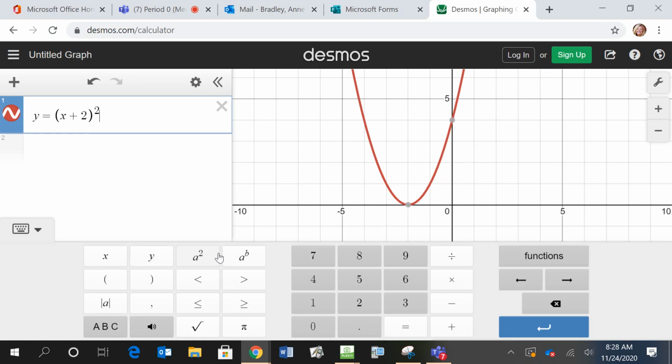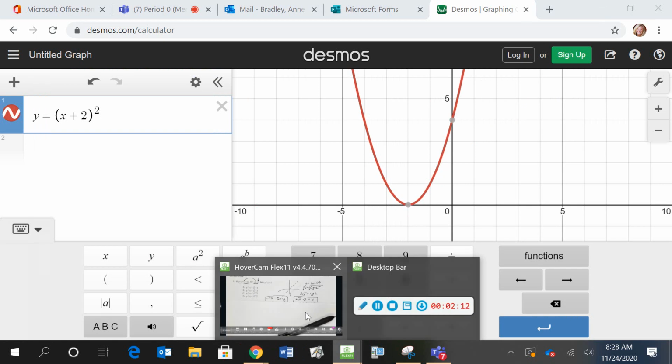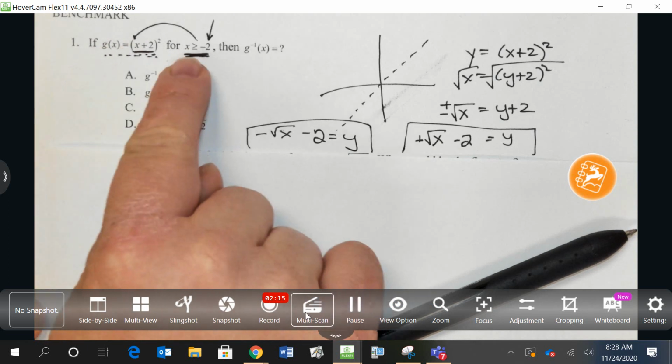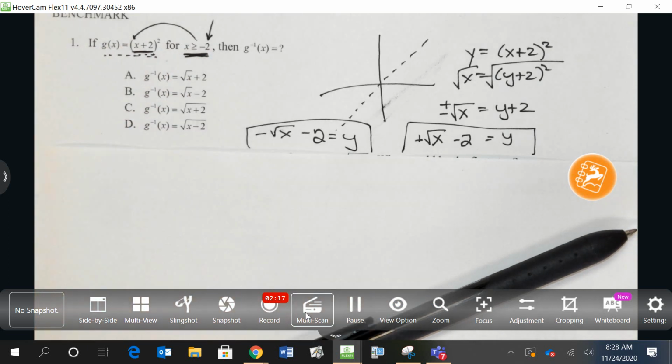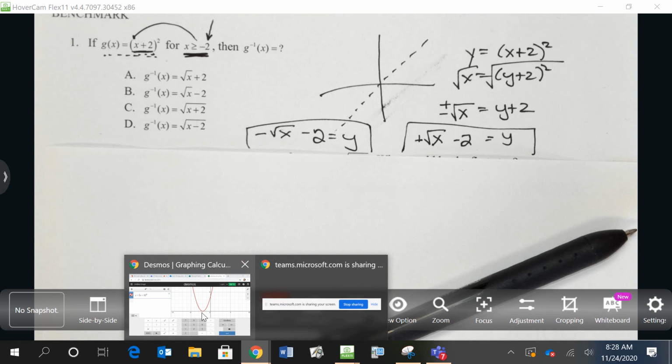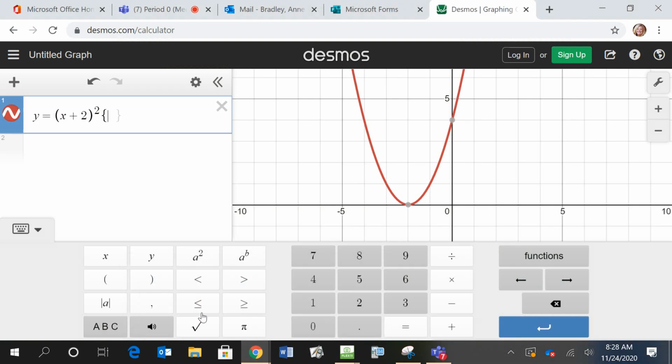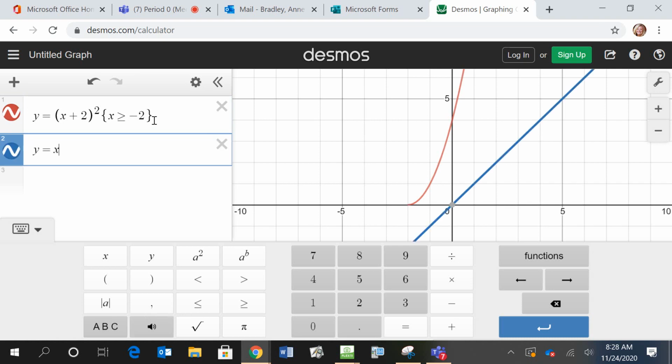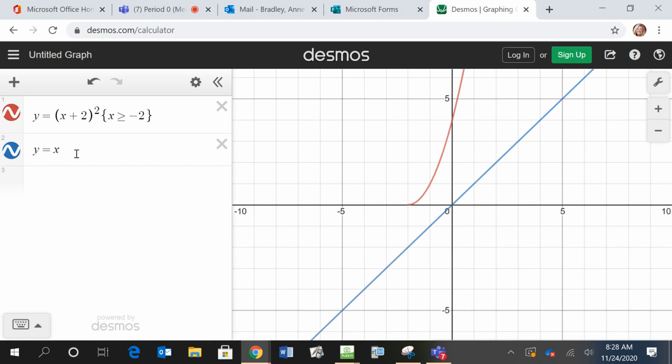Now, remember there was a restriction. If I come back here, here was the restriction. It said only graph this function where x's are greater than or equal to negative 2. How do we put that into Desmos? Well, you're going to use those curly type parentheses. And we simply type in what we see. X is greater than or equal to negative 2. So it's graph the function, and it's only limited at this portion. Remember, if things are going to be inverses of one another, they need to directly reflect across the line y equals x. That's one of the ways.